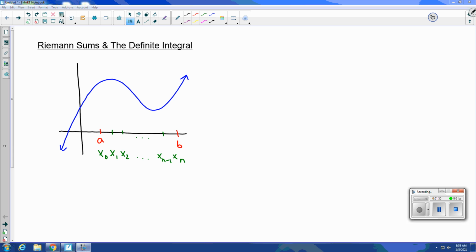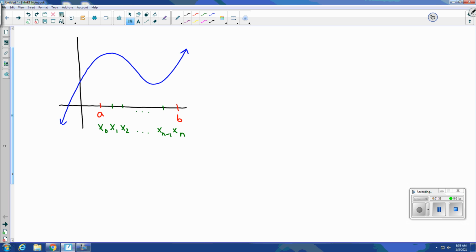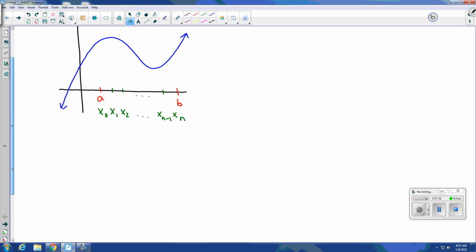So you'll see here that I have a function drawn in blue, and it ranges along our interval from a to b. I have already divided up the interval from a to b into these subintervals labeled in green below, ranging from x sub 0 to x sub n, where n is the number of subintervals. We had various rectangular approximation methods, but let's just look at LRAM and RRAM.